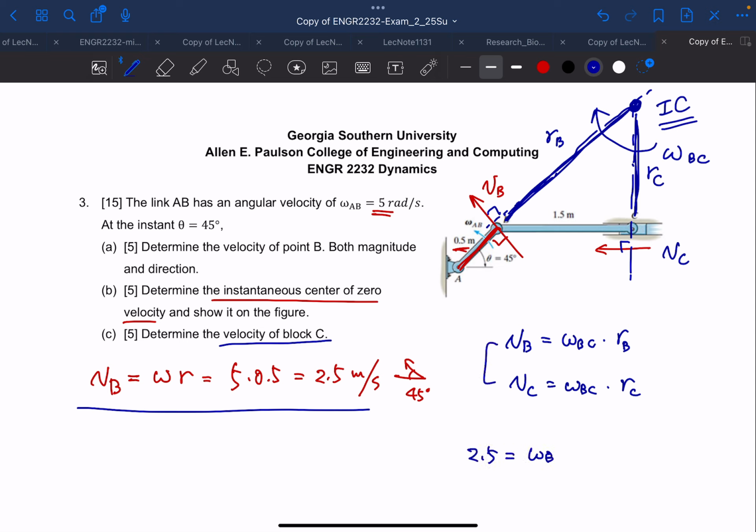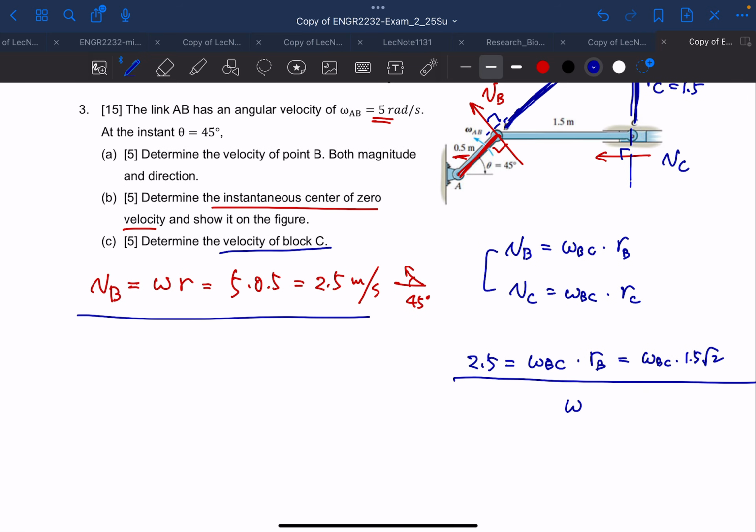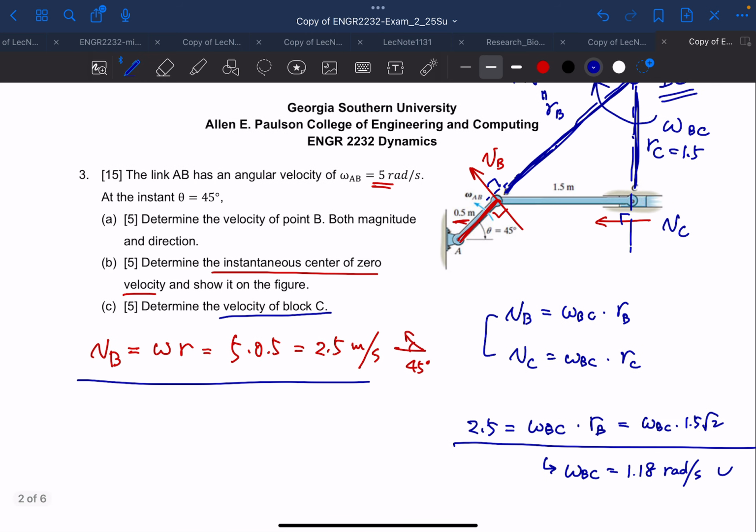So from here, we know that 2.5 is omega BC times that RB, which we don't know, but we can find that doing a little bit of geometry. This is a 45-degree right angle triangle, right? So this is 1.5, so this is going to be 1.5, and this is going to be 1.5 square root 2, right? So this is going to be omega BC times 1.5 square root 2. So from here, we can find omega BC, something like 1.18 radian per second. And of course, it is rotating like that.